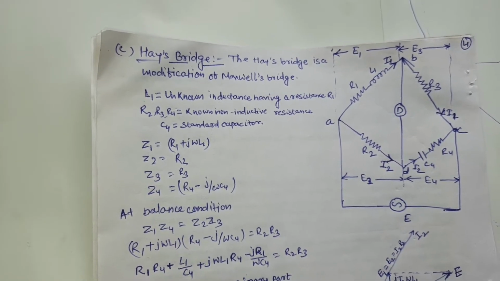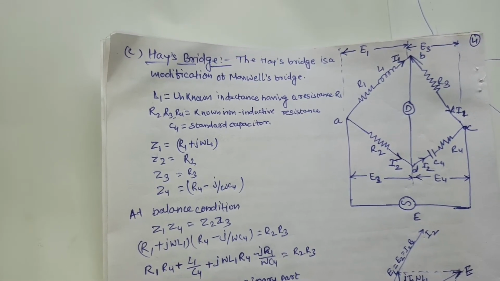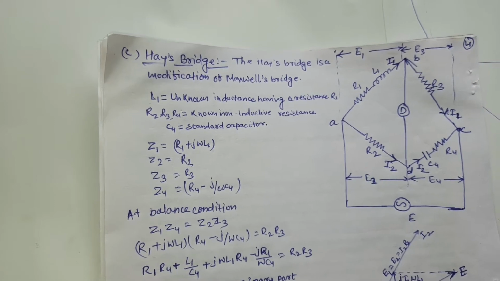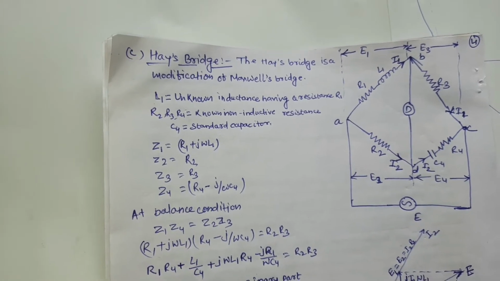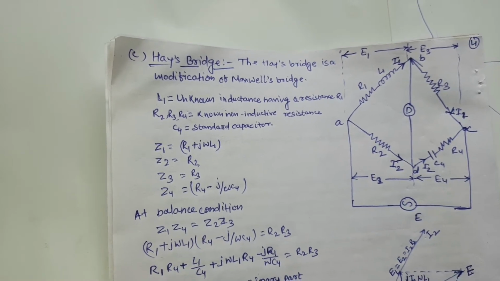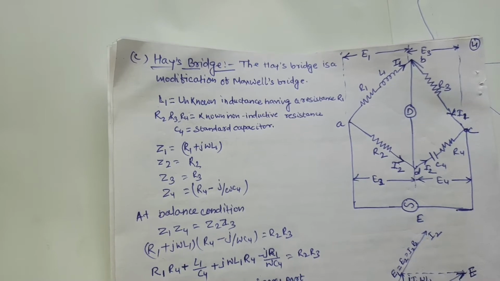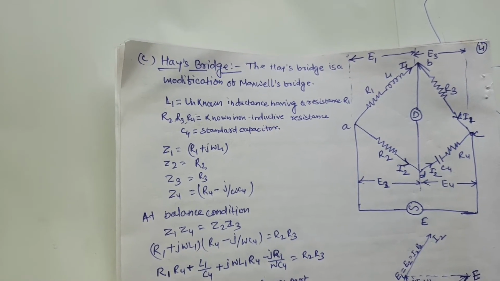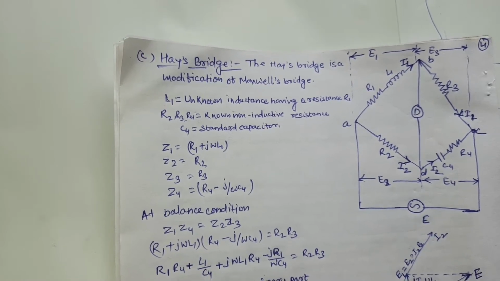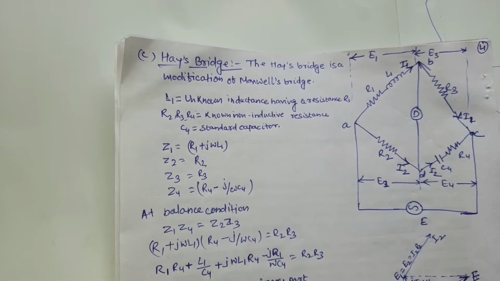self-inductance. In the last part, that means AC part 1, I discussed two methods: Maxwell's inductance bridge and Maxwell's inductance capacitance bridge. They have some disadvantages, so we have modified Maxwell's inductance bridge. The next bridge is the Hay bridge. This is the modification of Maxwell's bridge. It is also useful for the measurement of self-inductance.